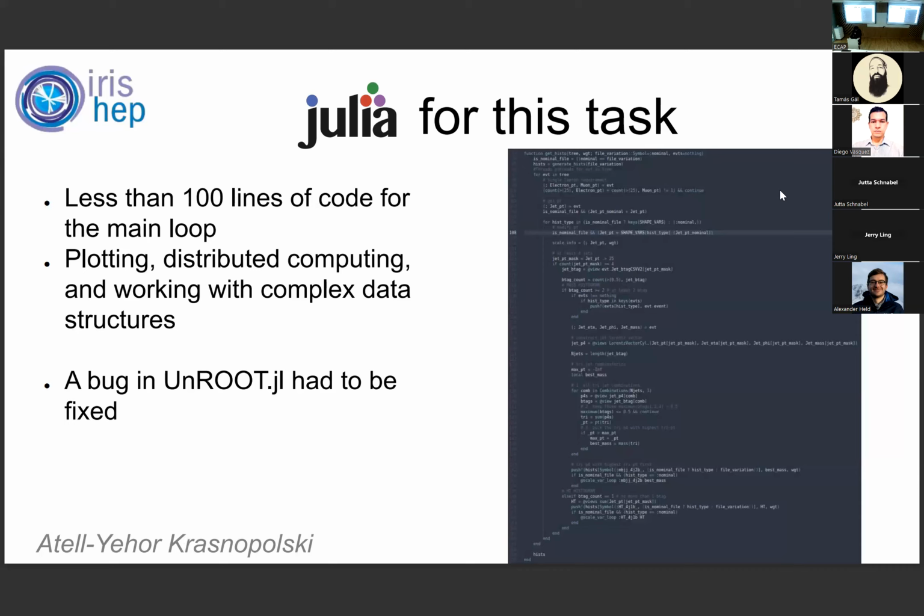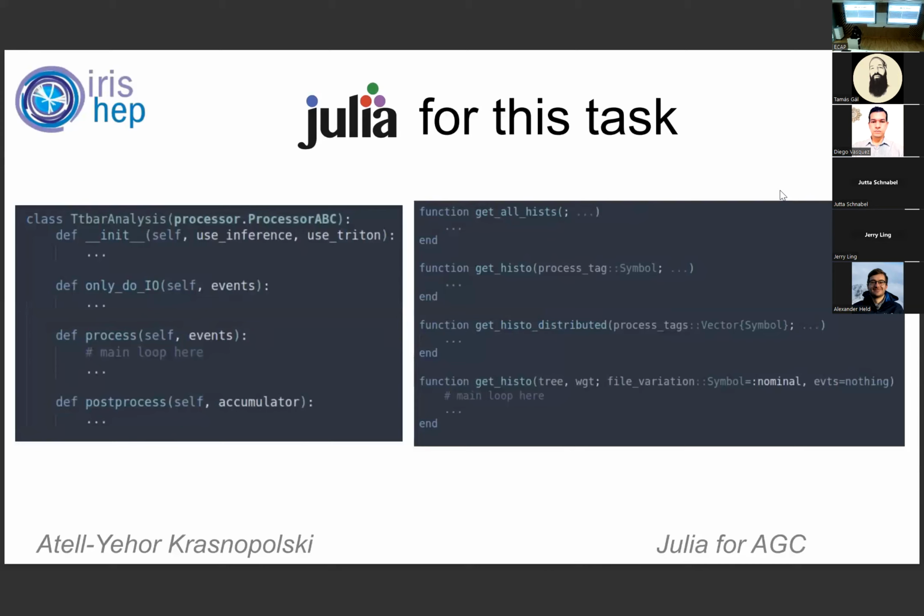The only problem that occurred was, in fact, related to UnROOT and the fact that there was a bug that prevented us from reading from the URL. So if there was a remote ROOT file, UnROOT pretended to read it and then just broke somewhere in the middle, which is already fixed, by the way. So that was the only really unfixable issue, which is already fixed.